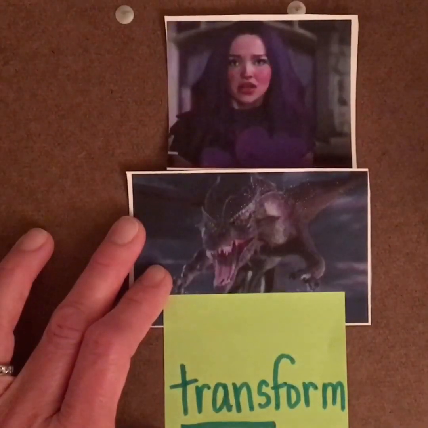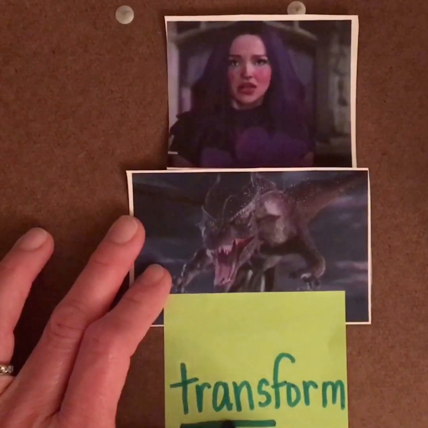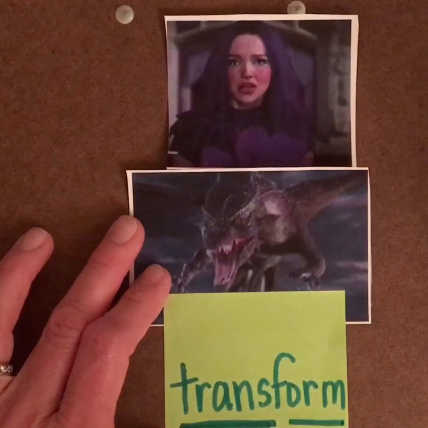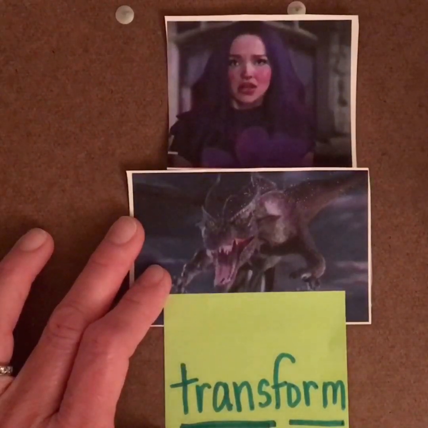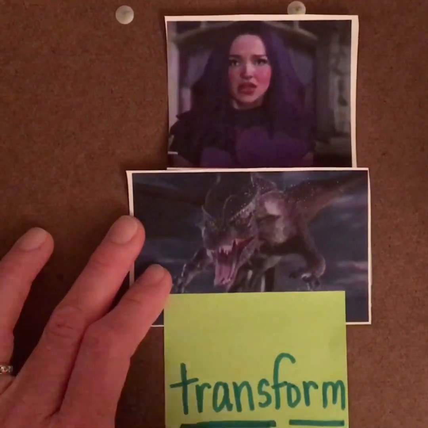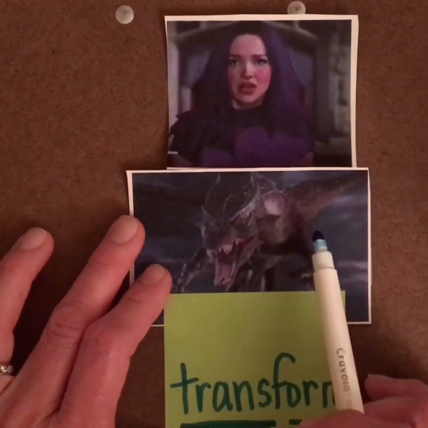Let's take a look at this word, transform. If you look at this part, you see trans, and then you see the other part, form. And what this is essentially saying is, you are changing forms. And maybe you're familiar with the movie Descendants. In the movie Descendants, Mal can transform into a dragon.